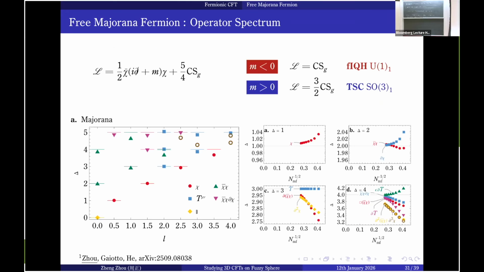Just to answer, these are invertible theories, right? The U(1) level 1 is an invertible theory, it's a classical theory, not quantum. It's invertible in the sense that it does not contain any anyons.